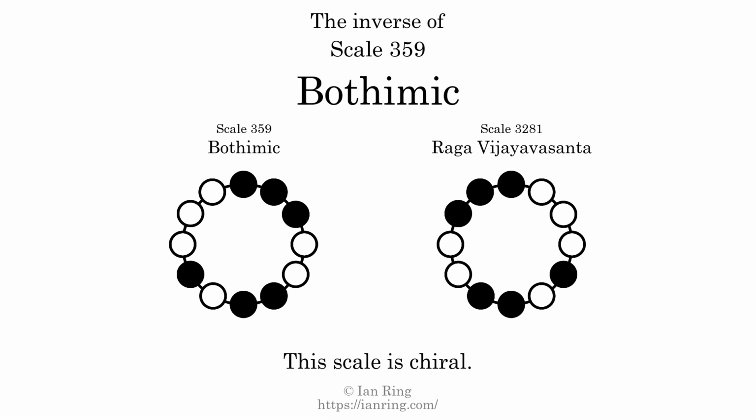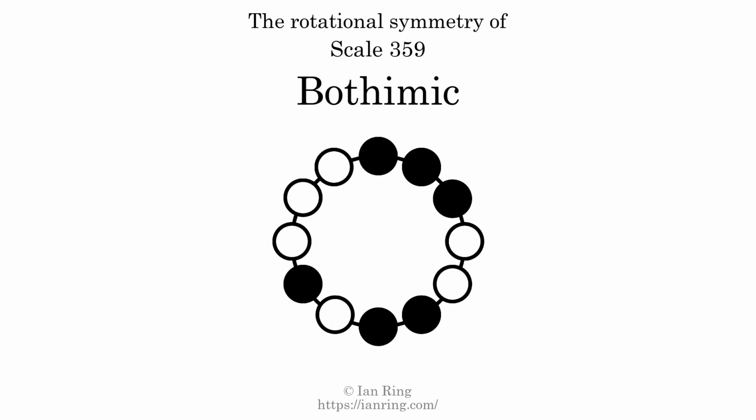The inverse of a scale is a mirror image. It is what you get when the sequence of intervals is reversed. The inverse of this scale is scale 3281, also known as Raga Vijaya Vasanta. This scale is chiral. It cannot transform into its inverse by rotational transformation. This scale has no rotational symmetry.